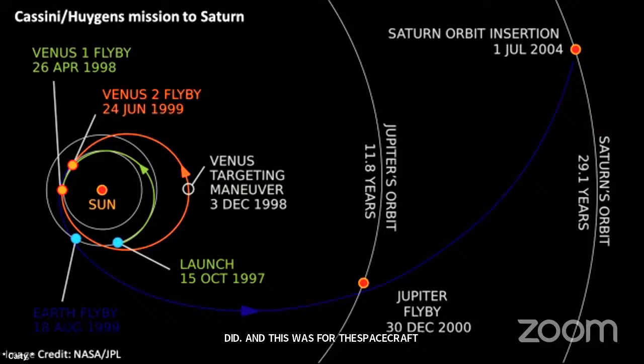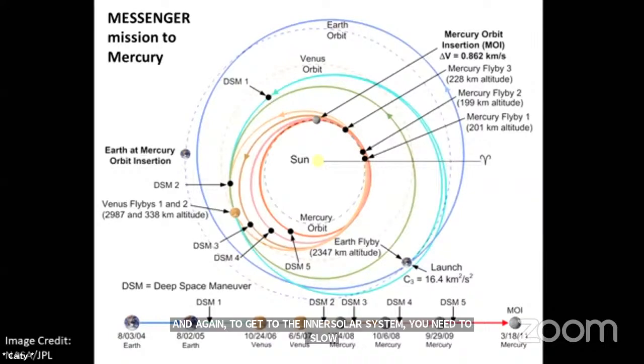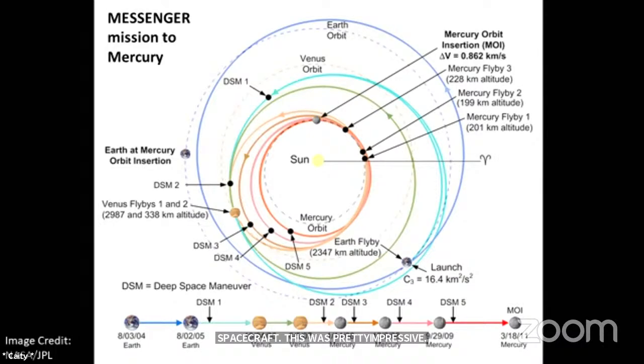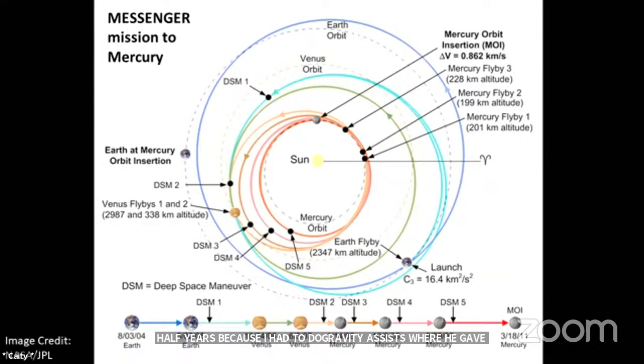And again, if you're going towards the inner solar system, you're going to need to slow down a lot. So let's look at the full trajectory for the MESSENGER spacecraft. This one was pretty impressive. It took 6.5 years to get from Earth to Mercury, even though that's a very short distance between planets. Those two planets are never very far apart. But it took 6.5 years because it had to do gravity assists where it gave up momentum once by Earth, twice by Venus, and 3 times by Mercury itself before it could finally be slow enough to approach Mercury and go into orbit around it.